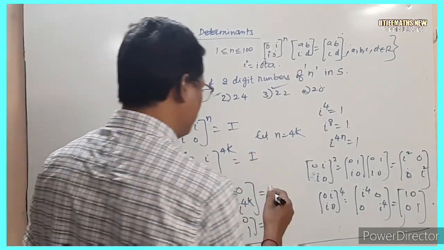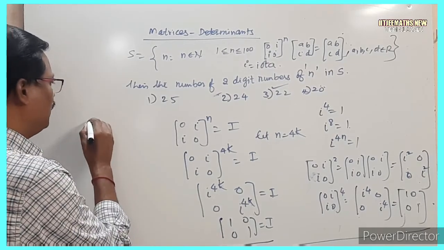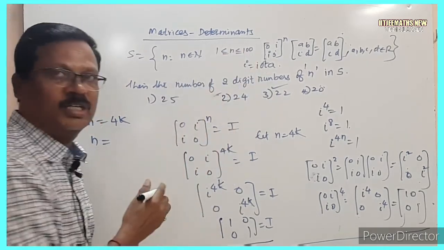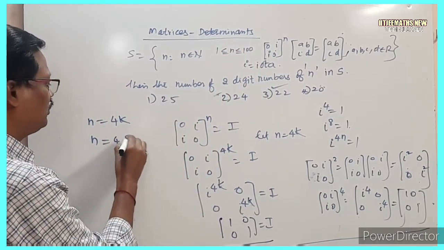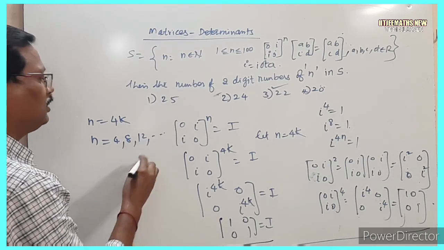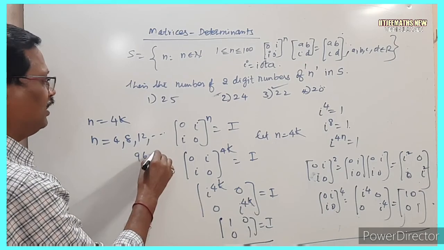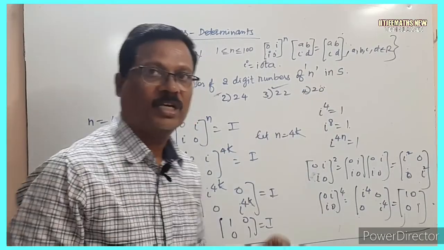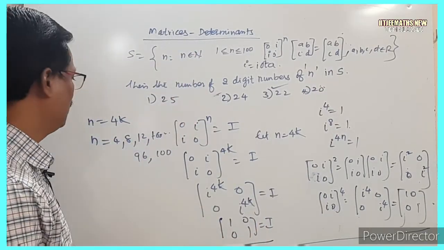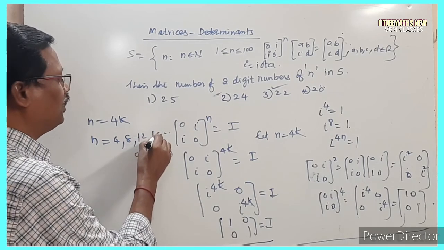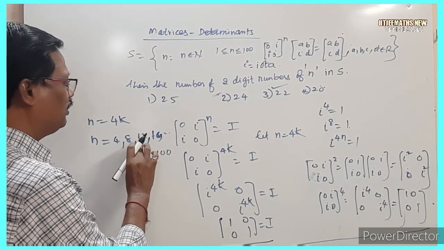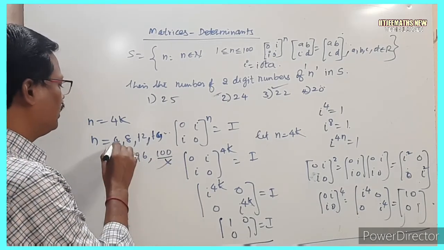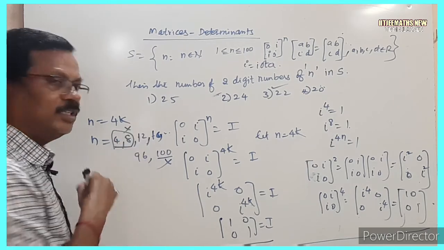Now if I take n is equal to 4k, n is between 1 to 100, right? Therefore k is equal to 1, k is equal to 2, and so on, up to the last ones, 96 and 100. What is the number of 2-digit numbers of this n in the set S? How many 2-digit numbers are in the set S? Therefore from 12, 16, we get the 2-digit numbers. But 100 is a 3-digit number, that is why leave this one. The 4 and 8 are also 1-digit numbers, leave those.